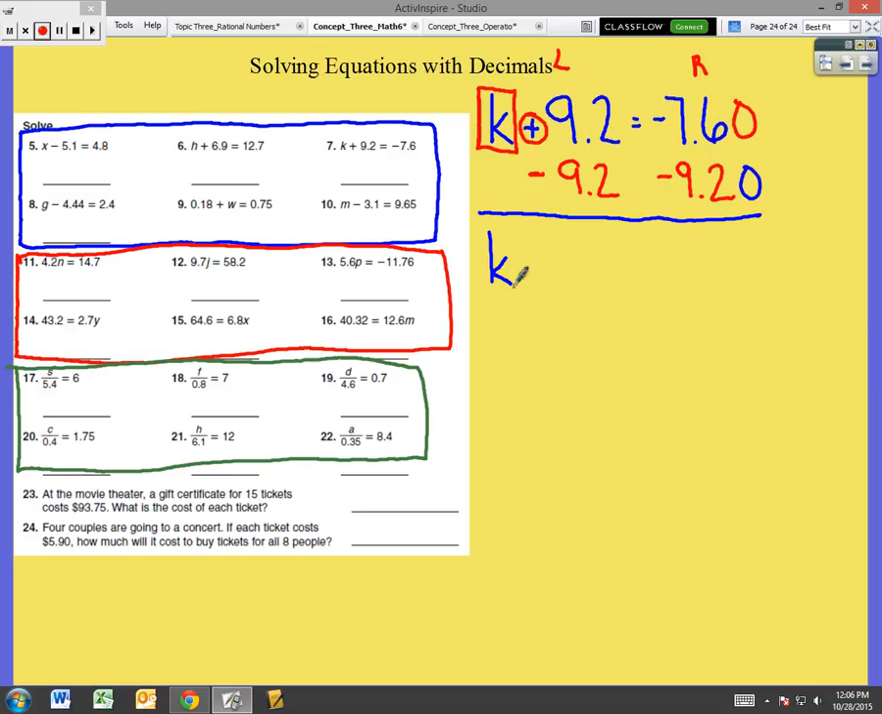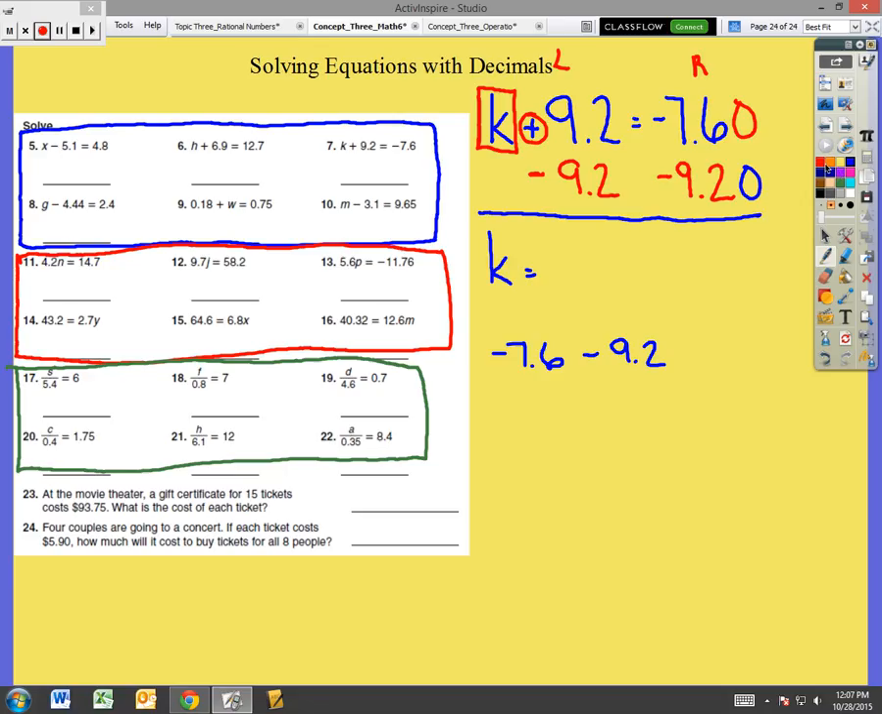So we have k. And again, as I told you here, we could think about this. If I want to write it like this, it's really negative 7 6/10 minus 9 2/10. Remember, when you subtract, you actually add the opposite of the second number. So we use that little thing we call keep, change, change. Negative 7 6/10 plus negative 9 2/10.